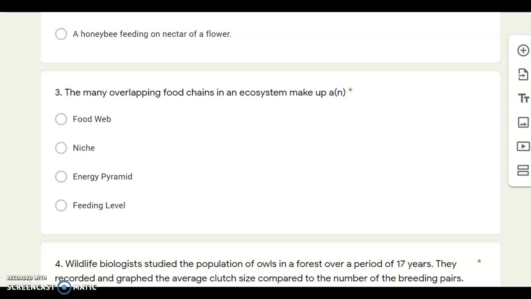Number 3. Many overlapping food chains in an ecosystem make up choice 1, food web, choice 2, niche, choice 3, energy pyramid, choice 4, feeding level.